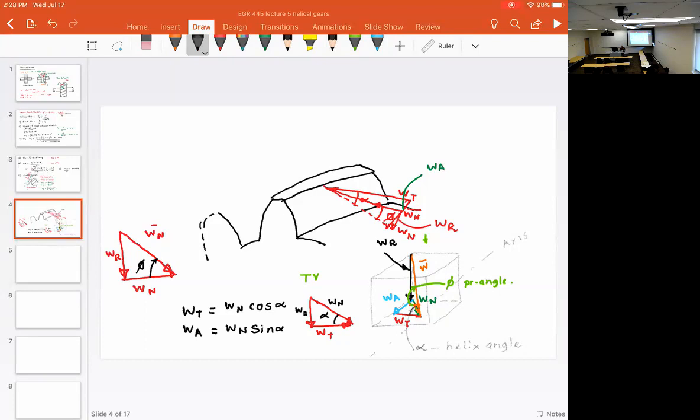This is the front view. So if you were to see from here, this is what you will see. This is the top. If you were to view from top, this is what you would see.